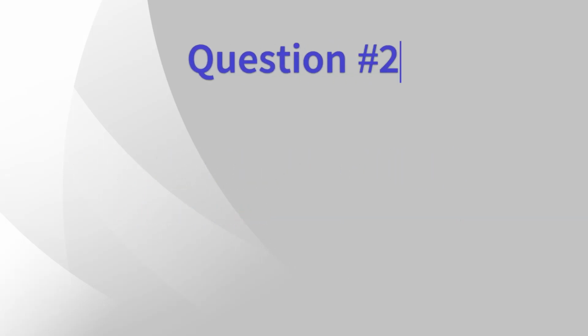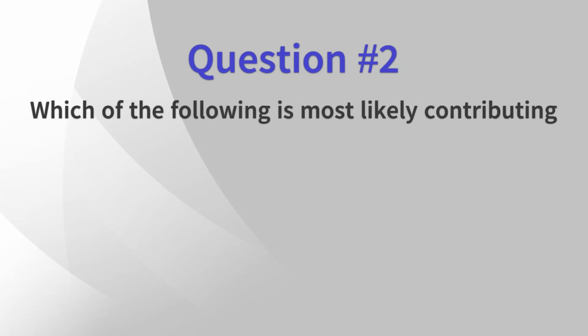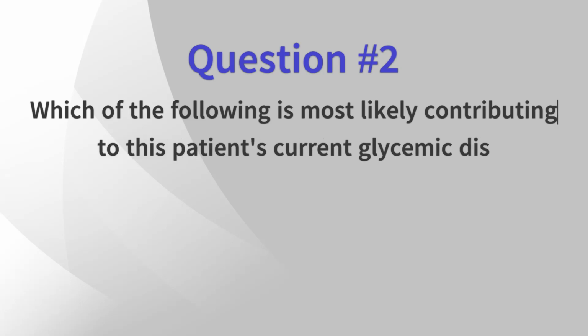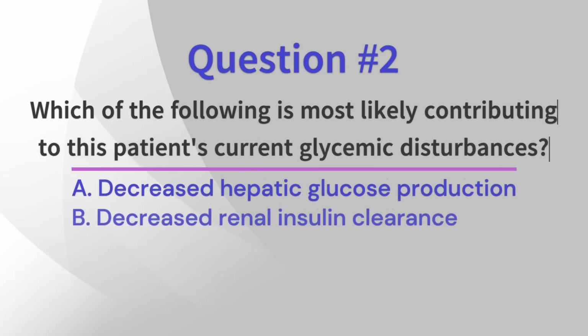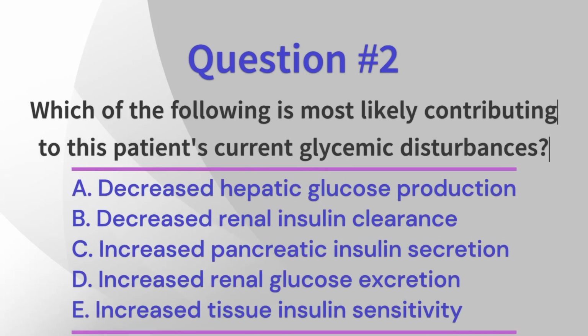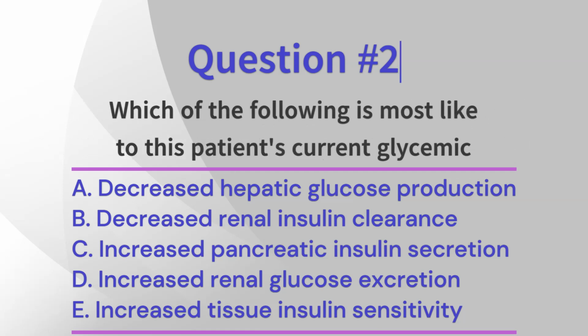Question number 2. For the following case, which of the following is most likely contributing to this patient's current glycemic disturbances? A. Decreased hepatic glucose production. B. Decreased renal insulin clearance. C. Increased pancreatic insulin secretion. D. Increased renal glucose excretion. E. Increased tissue insulin sensitivity.